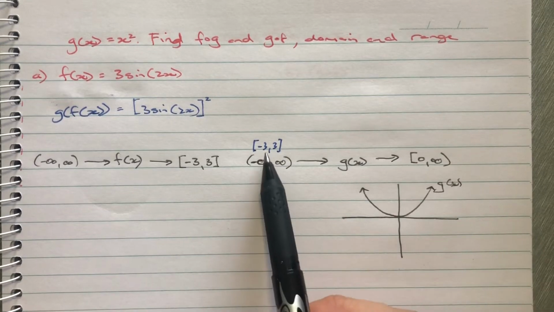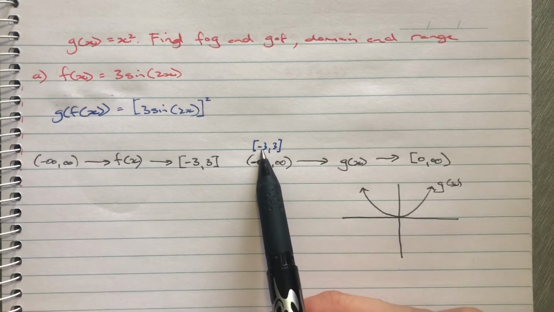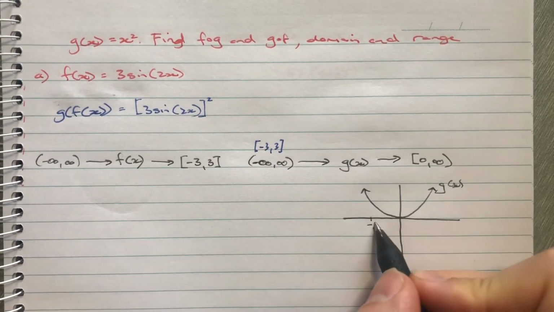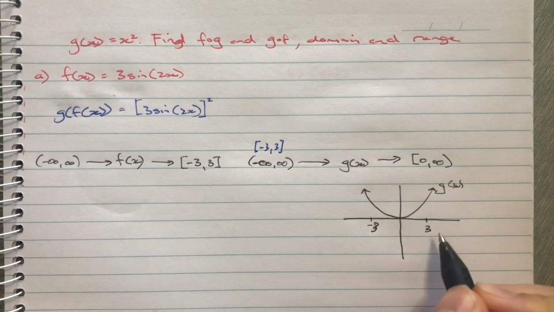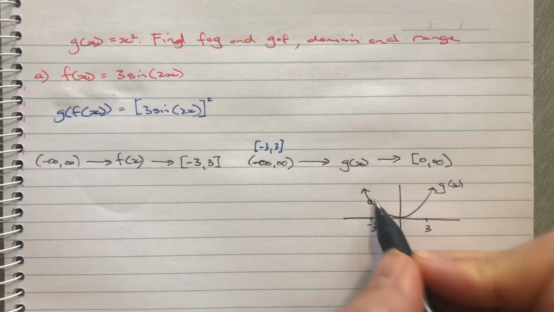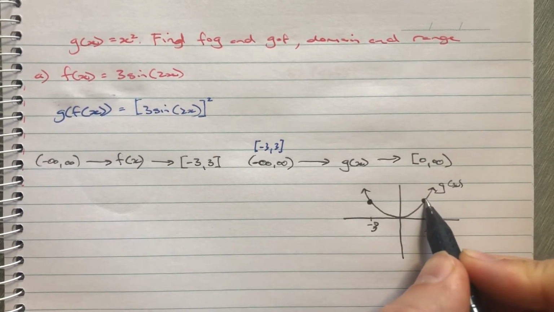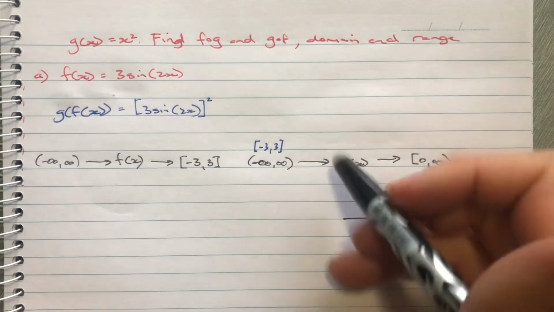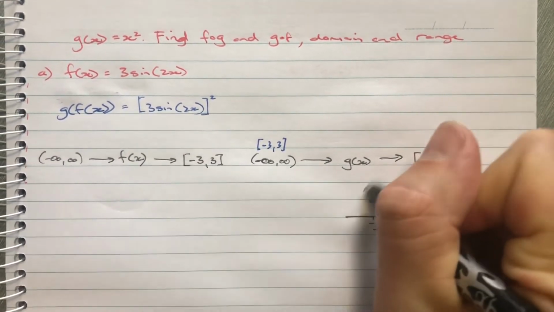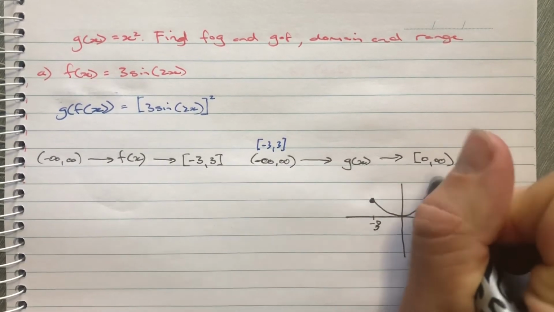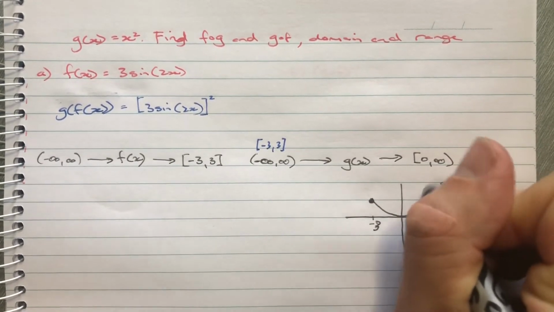Now g of x is only ever going to get its x values between negative 3 and 3. So let's just say negative 3 is here. Let's say 3 is here. So you can include those numbers as well. But it never gets anything other than that. So we're not actually going to get this part. Okay, it doesn't get those x values, so it can't put y values out there.